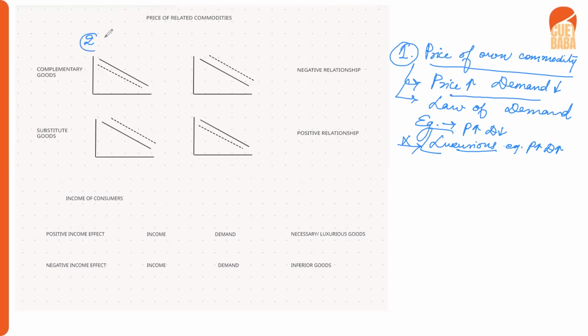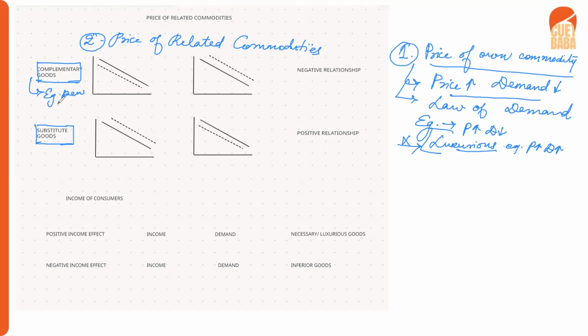Then the second one is the price of related commodities. Here there are 2 types of goods, complementary and substitute goods. Explaining each, what are complementary goods? Complementary goods are those goods that go together. For example, the pen and ink, which is a very common example. Similarly, we can also take the example of car and petrol.